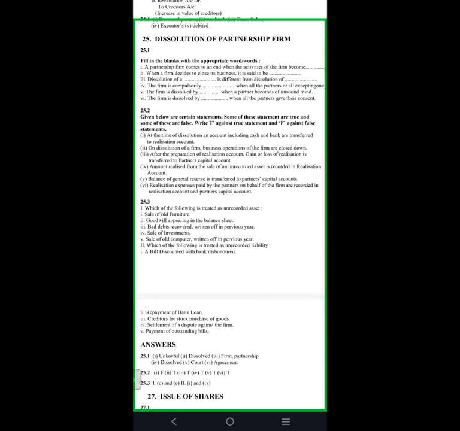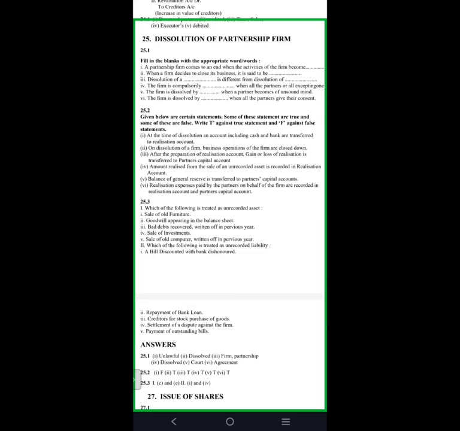Fill in the blanks with the appropriate word or words. A partnership firm comes to an end when the activities of the firm become unlawful. When a firm decides to close its business, it is said to be dissolved. Dissolution of a firm is different from dissolution of a partnership.